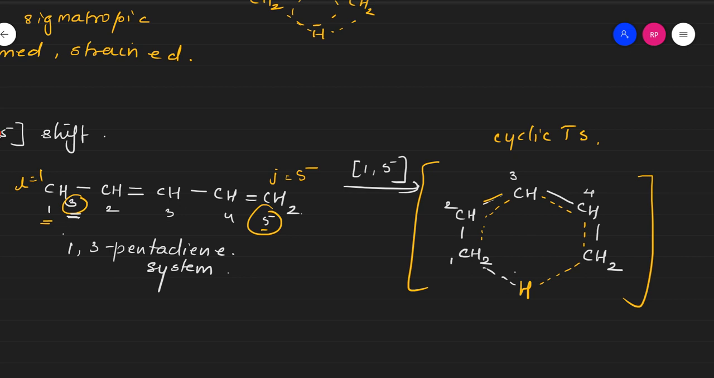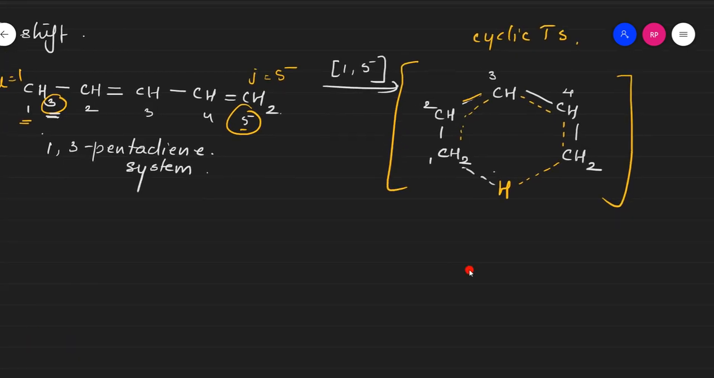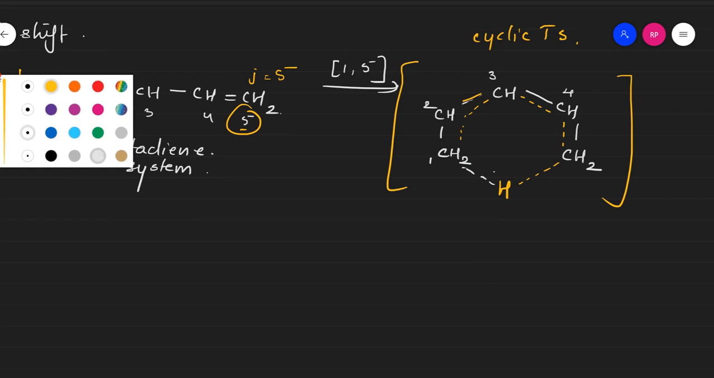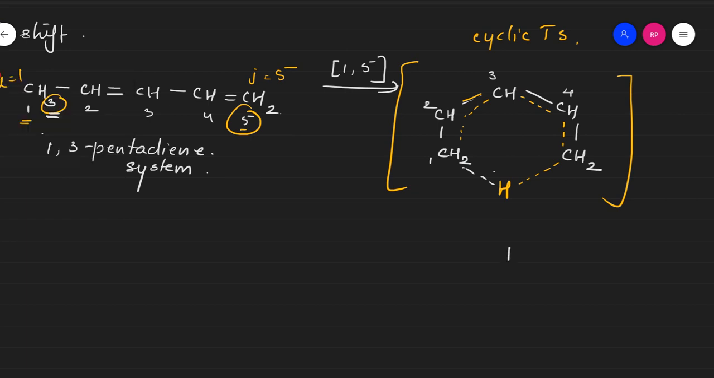If you look at this, this is a six-membered ring. Six-membered transition states are more stable. And now this bond is going to completely break here. So CH2 double bond CH, CH double bond CH, CH3. This is what is going to form.